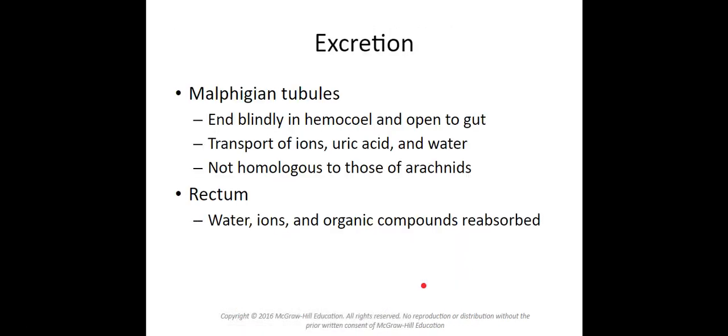To get rid of waste, they use their Malpighian tubules. Their Malpighian tubules end at their gut, and then the waste goes into their gut and out through their anus. It transports ions, uric acid, and water. It's not like the ones from spiders, the arachnids. These Malpighian tubules really do act very much like the kidneys. The arachnids didn't fully act like the kidneys.